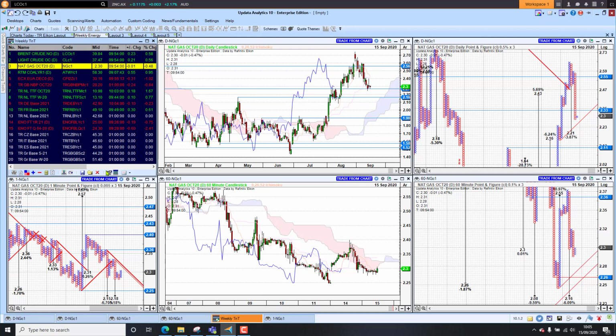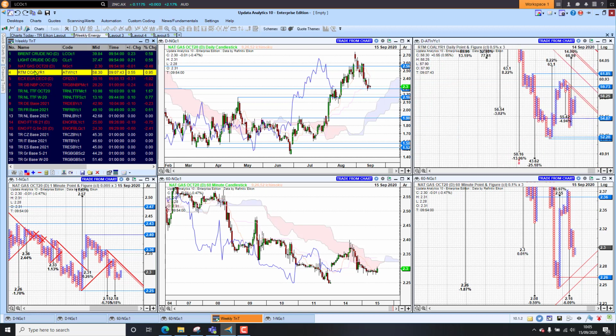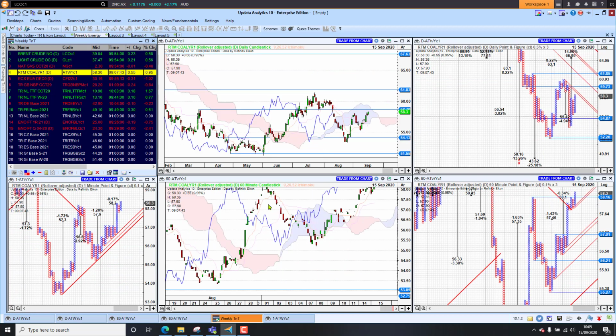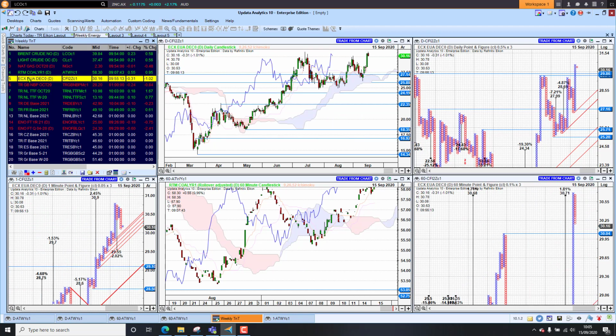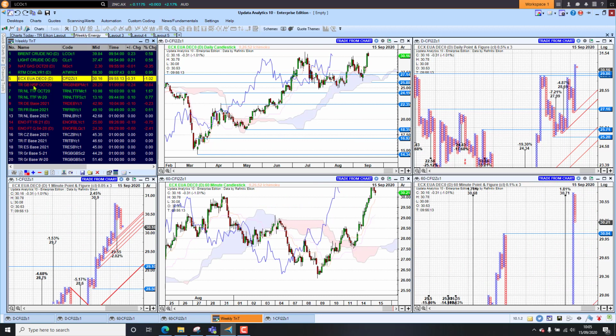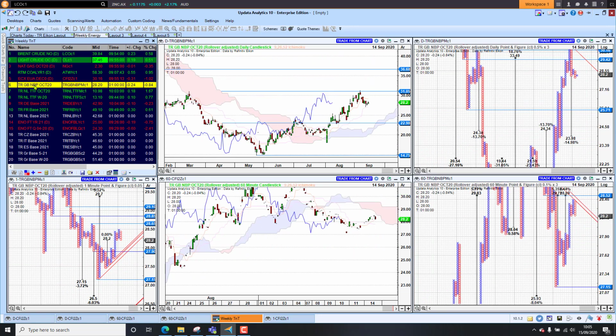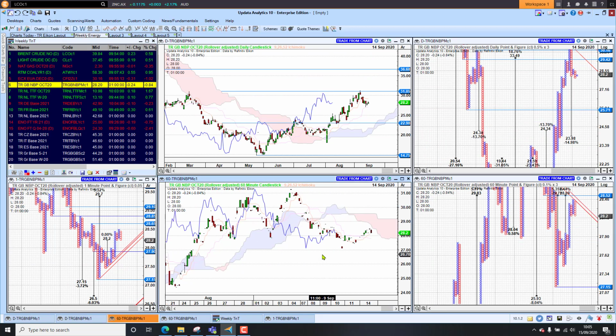And if we look at coal, we see here we are at 58.30, so that's looking stronger as well. Emissions are down 1%, and if we look at MBP, we see here that we're actually also just short-term bearish on the cloud there as well.